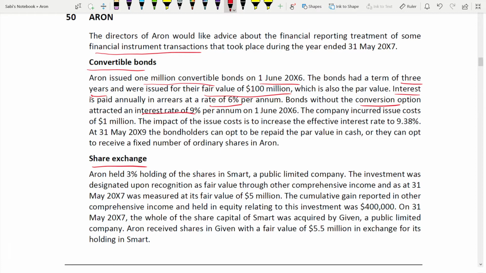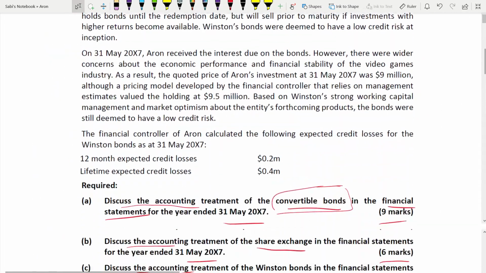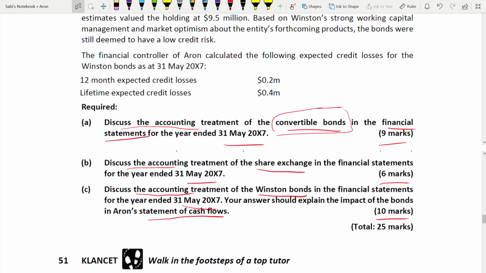The bond incurred issue costs. Now you will have issue costs because you are converting the bond to equity, so issue costs will come with shares and all. Issue cost is 1 million. The impact of this issue cost is to increase the effective interest rate to 9.38%. At 31st May 2009, that is after 3 years from 1st of June 2006, you are finally going to redeem the bond. But you have to calculate the impact on which date? Look at your requirements: 31st May 2007.